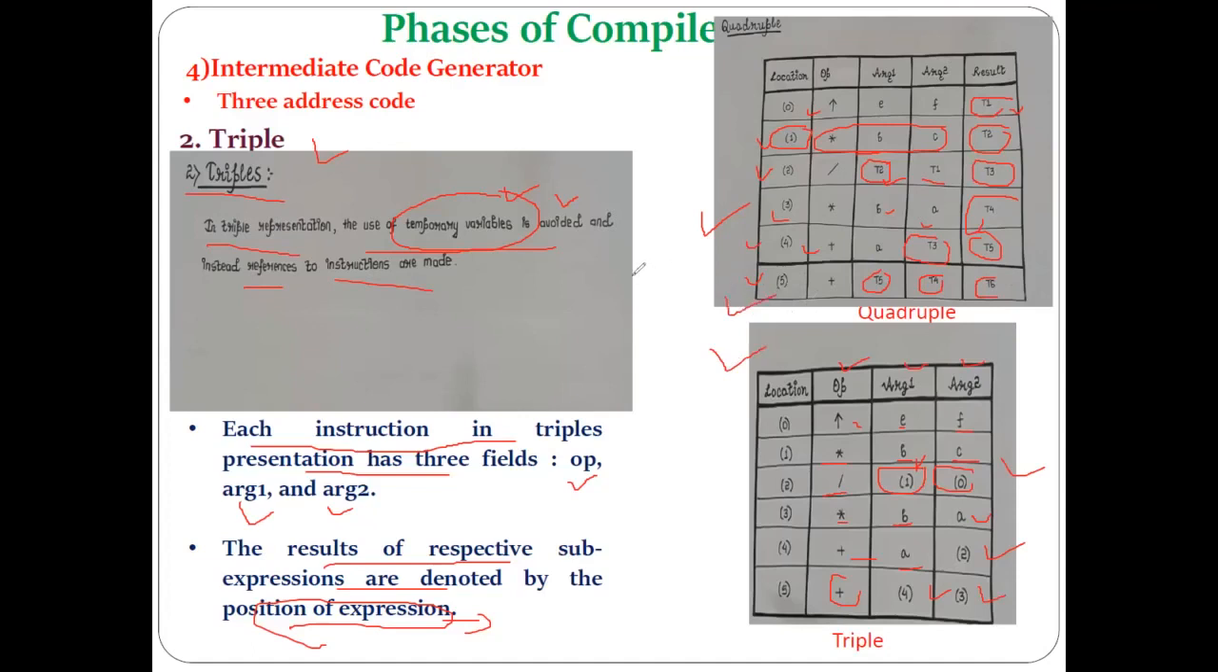What was the disadvantage in the quadruple? That multiple temporary variables are used, and we are avoiding that here in the triple. How are we avoiding that? Instead of writing the temporary variable, we are writing its position as a reference number.